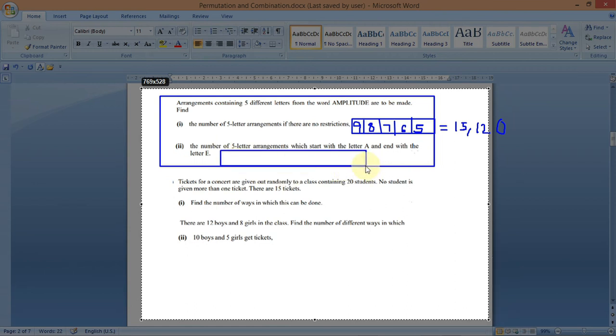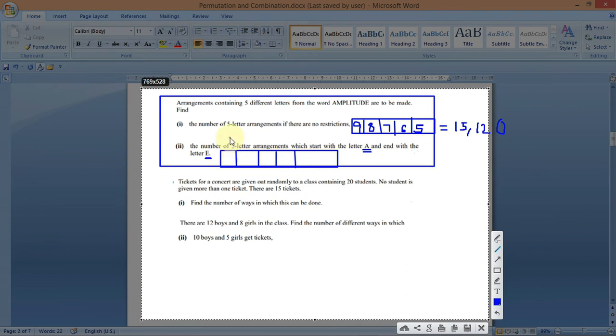Okay, next question now. Let me still work in blue. This is still asking me for a 5 letter arrangement. So let me just draw that: 1, 2, 3, 4 and 5. Now, the number of 5 letter arrangements which starts with the letter A and ends with E. Now guys, anytime you want to fix a letter, then that will be 1, just 1.